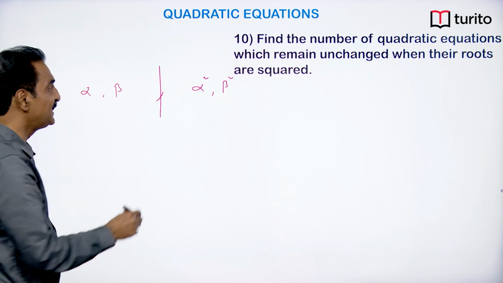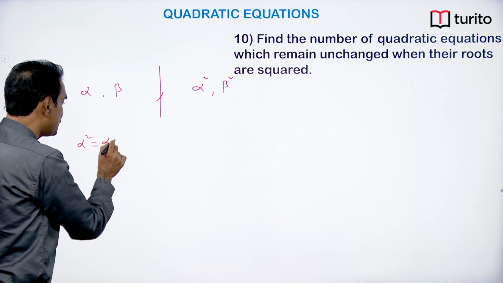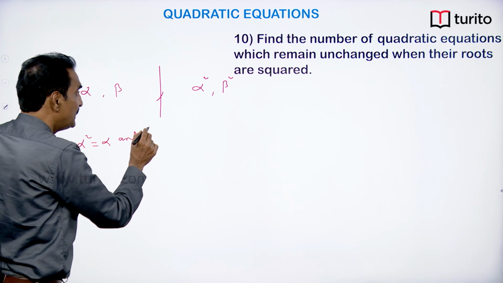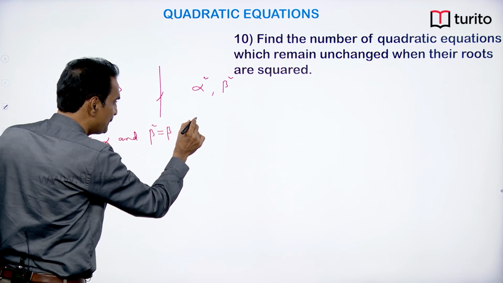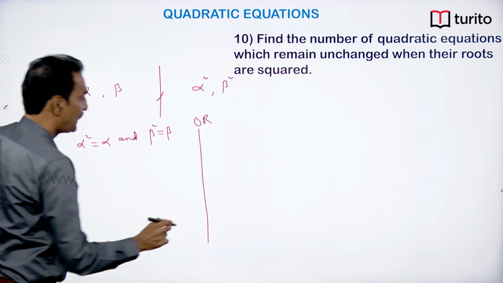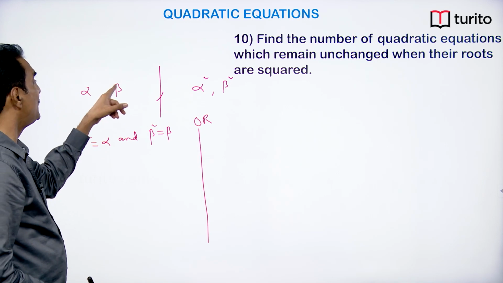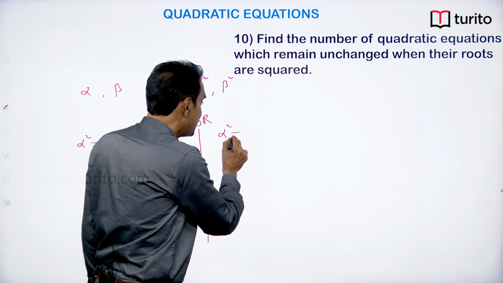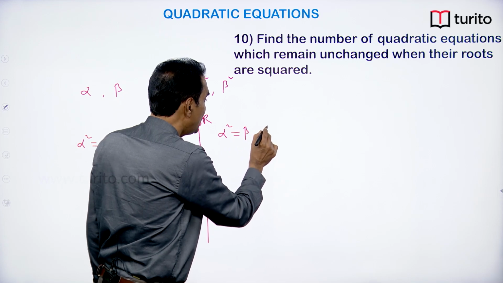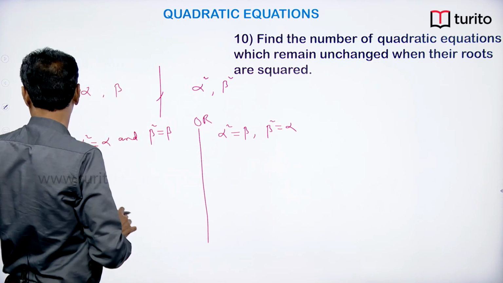So, what are the possibilities? Alpha square must be equal to alpha and beta square is equal to beta. This is one possibility. Or alpha square may be beta and beta square may be alpha. Alpha square is equal to beta and beta square is equal to alpha. These two are the possibilities.